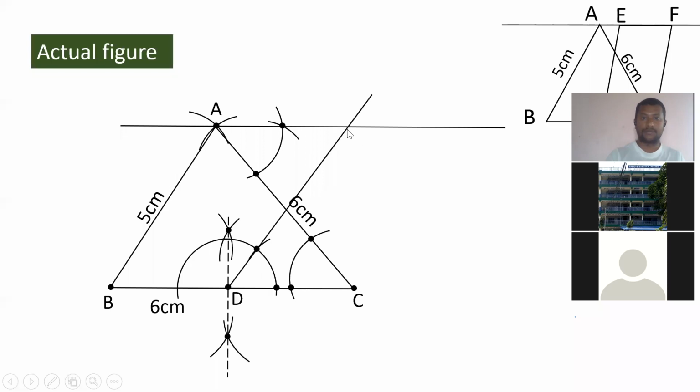And this point intersects, give the point here, and this is the other vertex. This is the vertex E. Now remains to find out vertex F.